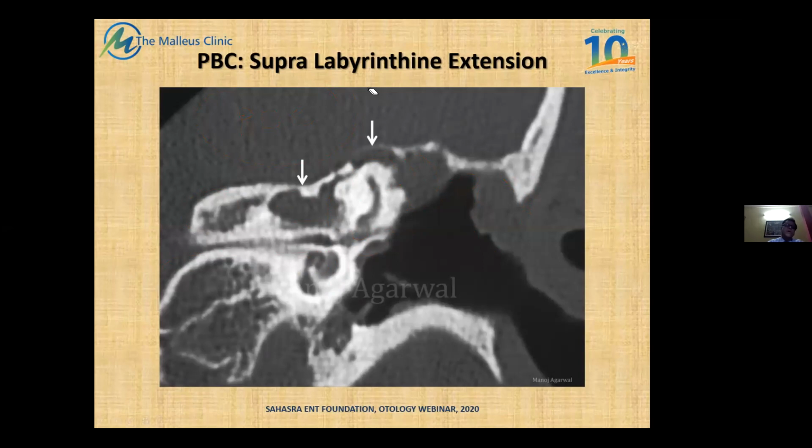There's a lovely paper by my professor, Professor Mario Sanna, about the classification of petrous bone cholesteatoma. I would suggest that you download it from the net and read it. So this is a petrous bone cholesteatoma with a supralabyrinthine extension towards the petrous apex. And you can see the tegmen eroded here. This is the vertical part of the internal carotid artery.